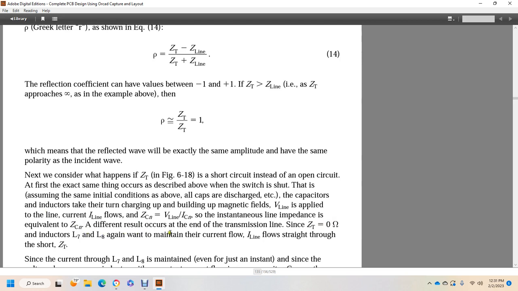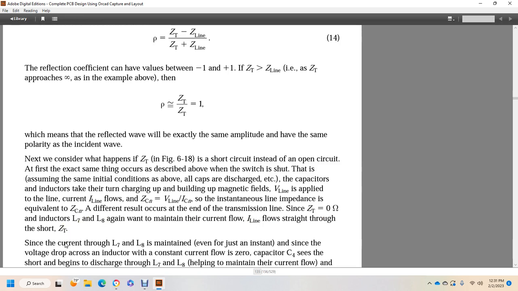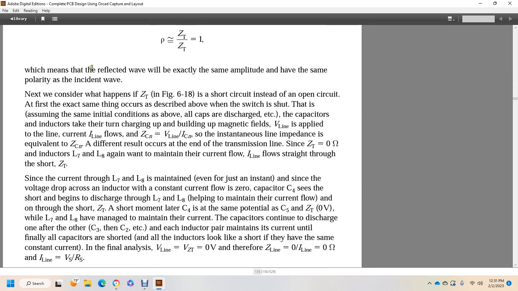Inductors 7 and 8 again will want to maintain current flow. The current flows straight through the short of the termination impedance. Since the voltage drops across inductors 7 and 8, they maintain the current evenly for just an instant. Since the voltage drop occurred across the inductor, capacitor 4, which sees the short, begins to discharge through inductors 7 and 8, helping maintain the current flow through the short. The voltage across the short should be zero.